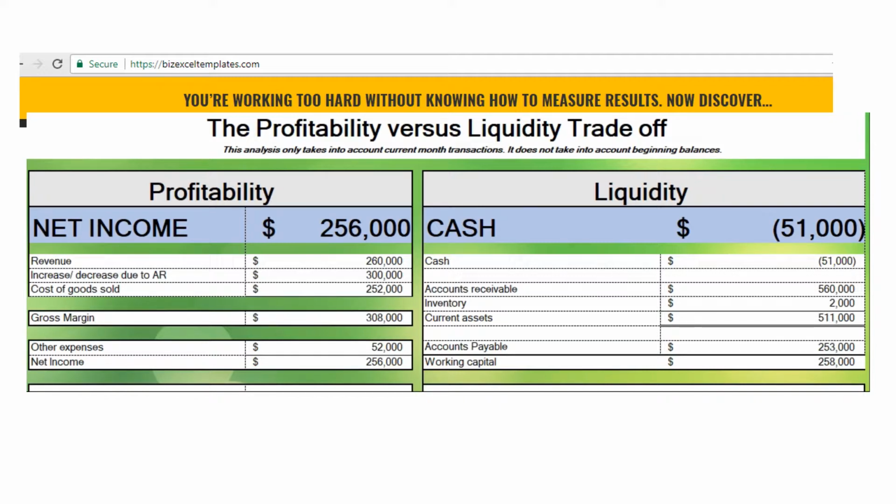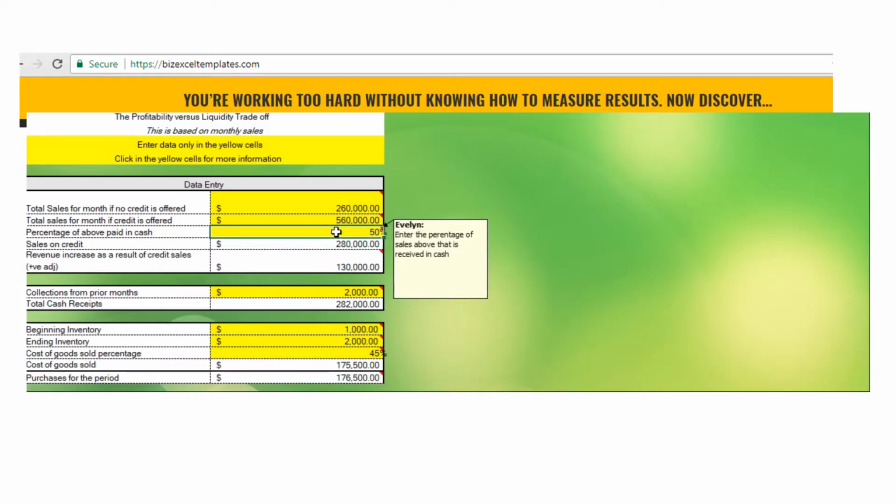On the other hand, we don't have enough cash to finance our business, which means we'll have to find some loan somewhere. Our cash is a negative $51,000, and that's mostly because we are not collecting our cash from sales. So obviously here you want to balance it out. If you have a good source of loan to help you finance the accounts receivable, obviously this will be a good choice for you. But if you don't, you have to look for other options where you can balance the cash and accounts receivable. So here we go back and we change the percentage of the above cash collected to 50%.